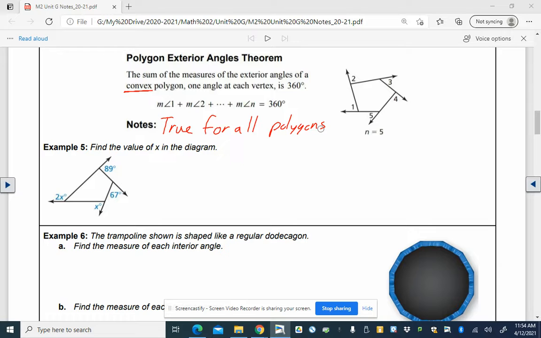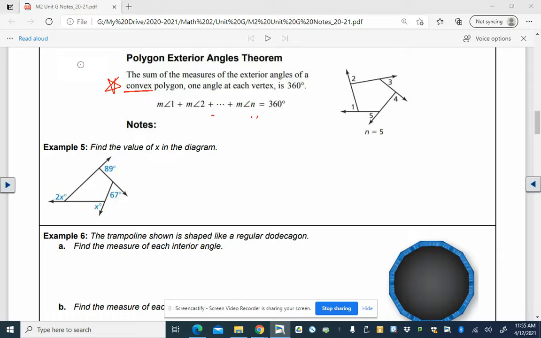Okay, so that's true for all polygons. The big caveat is they have to be convex. They have to have all interior angles that are less than 180. If your interior angle is larger than 180, like that shape we took notes on earlier, this interior angle here is already bigger than 180. So if I were to continue this line inside, that's not really an exterior angle that we've made. So this only works with convex polygons. It doesn't matter how many sides it has. It's true for all numbers of sides.